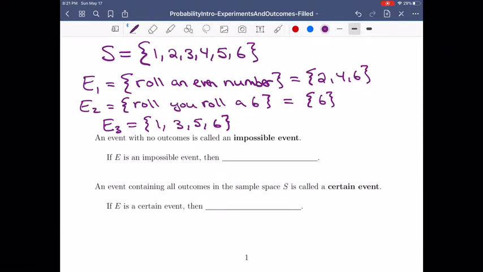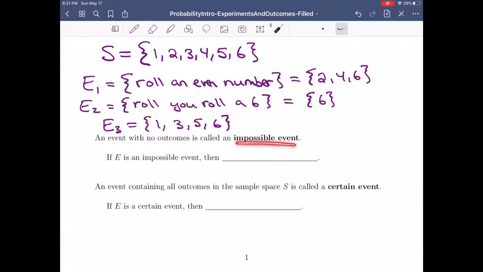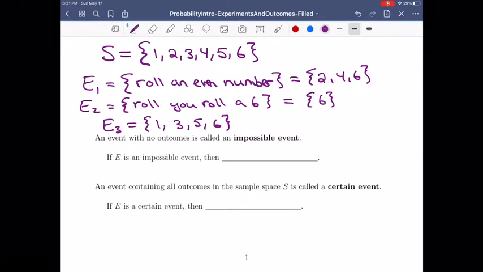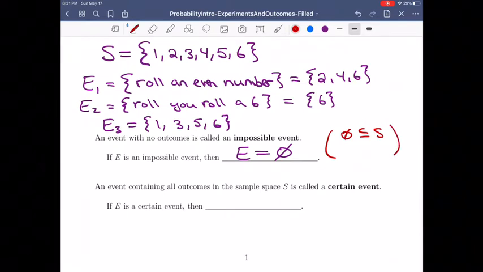There's a couple of special events. If the event has no outcomes, we call it impossible, because when we do the experiment, it's definitely not going to happen. So if E is impossible, then E, the event, is just the empty set. Remember that the empty set is a subset for all sets S, so the empty set is also an event because it's a subset.